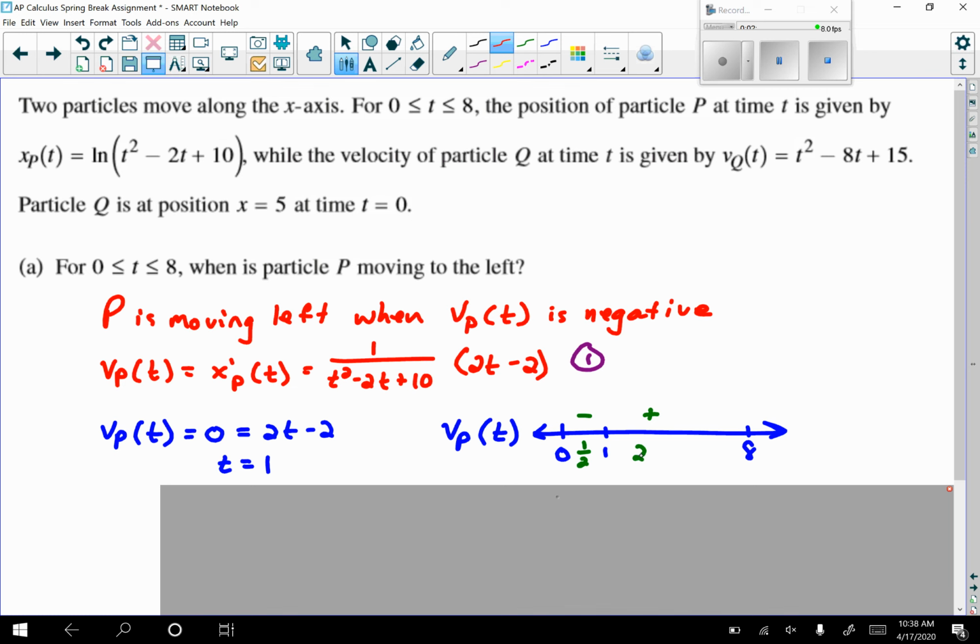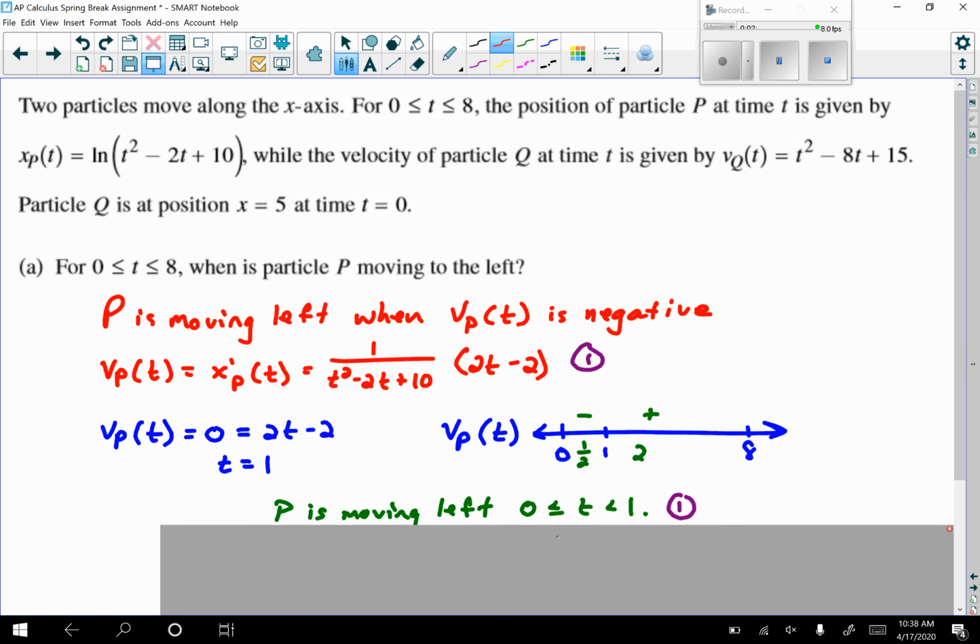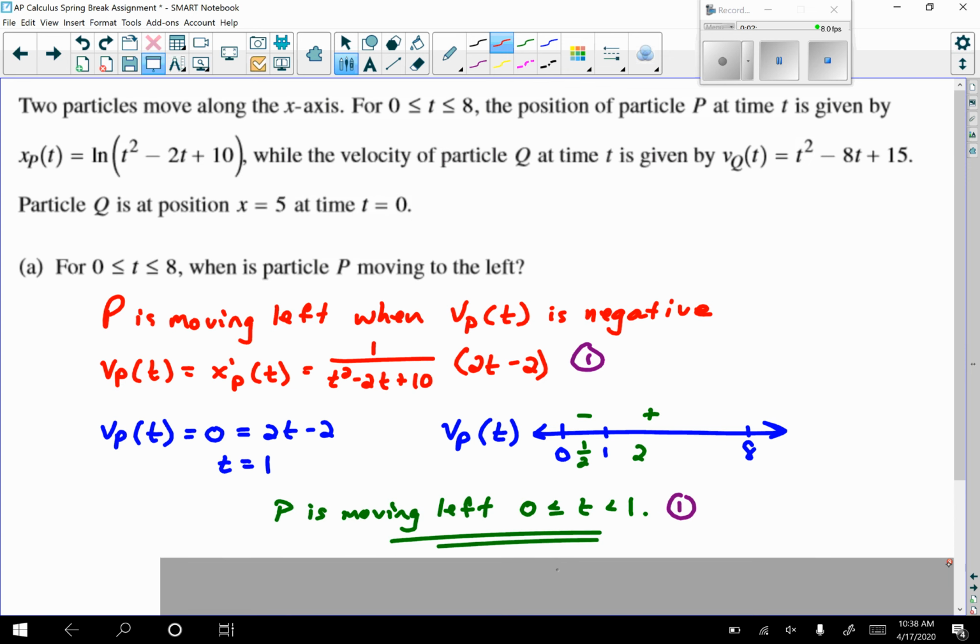So I just tested 1/2 and then 2. So when t is 1/2, 2t minus 2 is going to be negative. It turns out that our denominator is always positive for values between 0 and 8. So when t is 1/2, I get a negative divided by a positive, which gives me a negative there. And then for any value between 1 and 8, I chose 2, we'll get a positive value there. So our particle is moving to the left when our velocity is negative. So I could write this out now. Our particle is moving to the left in the interval between 0 and 1, where 0 is included. So we get our second point for this answer. So 2 points for part A.